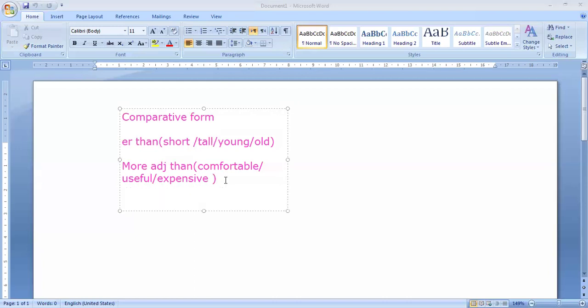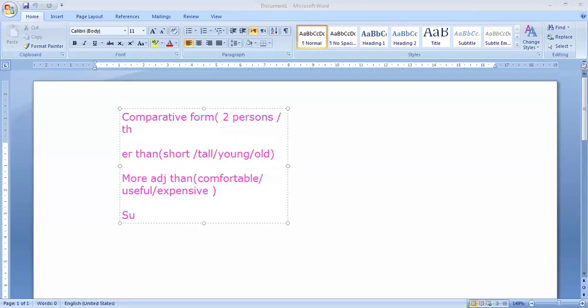Let's go to another kind of adjective, which is called superlative. When I make the comparative, it is with what? With two persons or two things. I will explain in the simplest way. To understand, the comparative form is comparing between two persons or things. Okay, this is what I would like you to know.